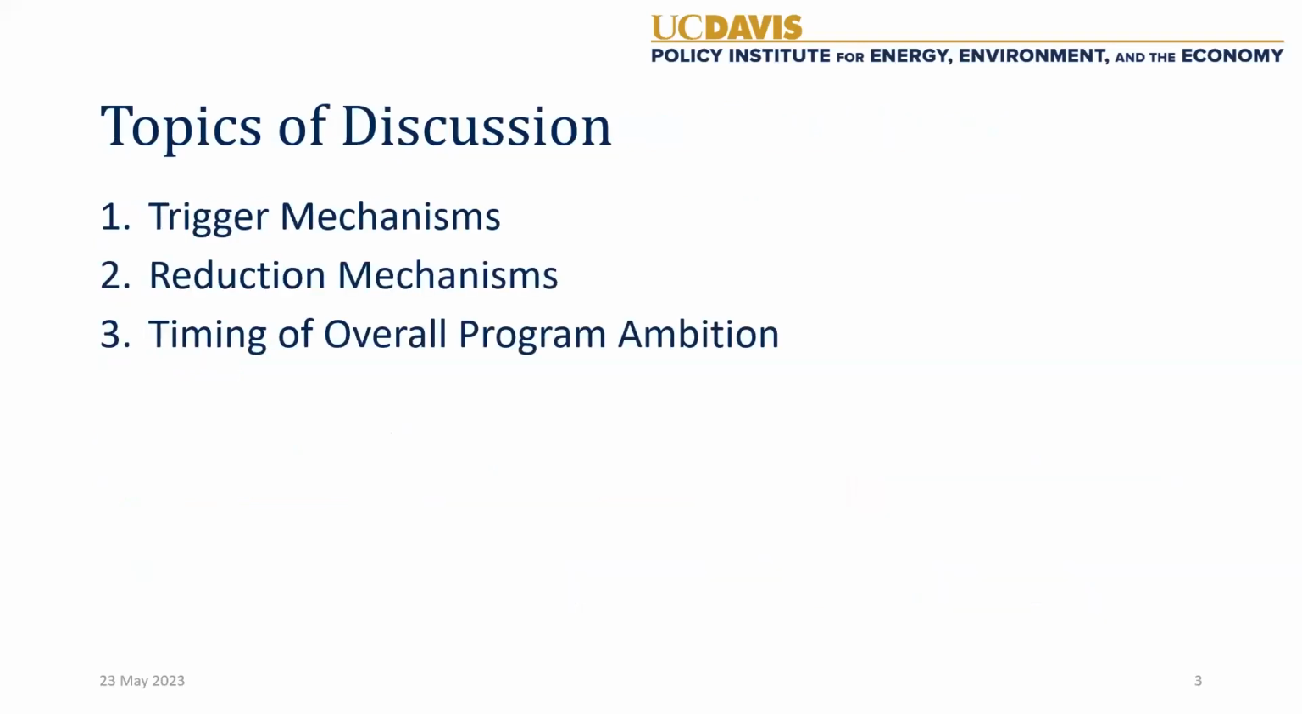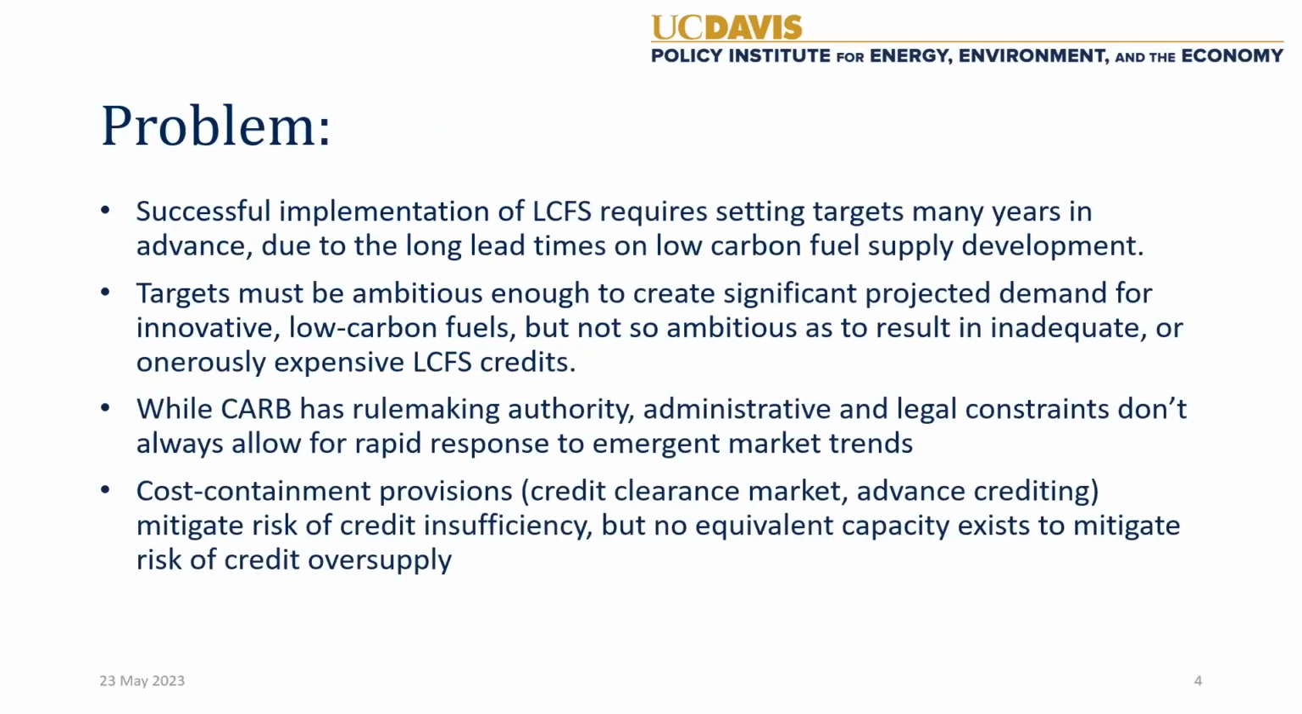So I'm going to go through three main areas that mirror things that Jeff talked about in his presentation: some thoughts on the design of the trigger mechanisms, some thoughts on design of the reduction mechanisms, and then some thoughts on overall program ambition and how the full auto acceleration mechanism could affect program ambition and what implications that has in the long run. Next slide, please.